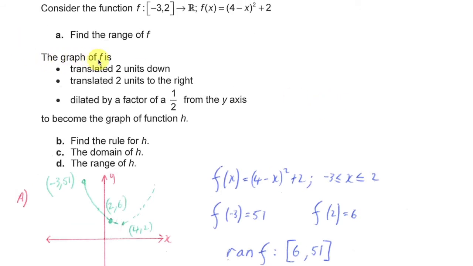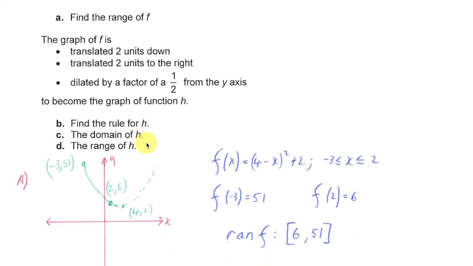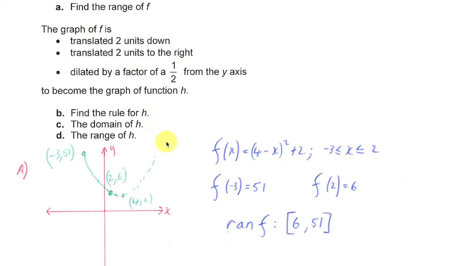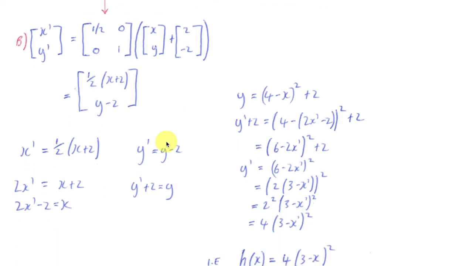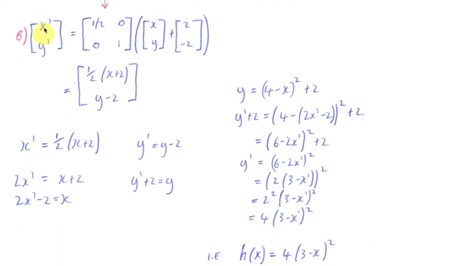Okay, the graph of f, so this original f function here, is translated 2 units down, translated 2 units to the right, and dilated by a factor of 1/2 from the y-axis to become a new function h. We need to find the rule for h, so they are the translations. For b, the new x, the new y, x prime, y prime. We'll start off with this here and take care of the translations. And we can deal with both of the translations at the same time.